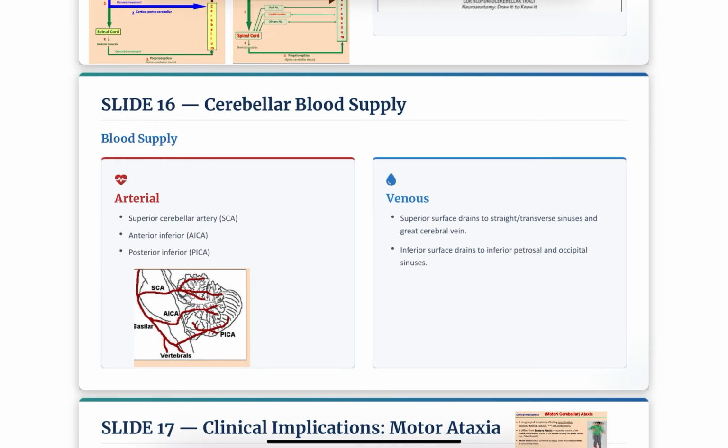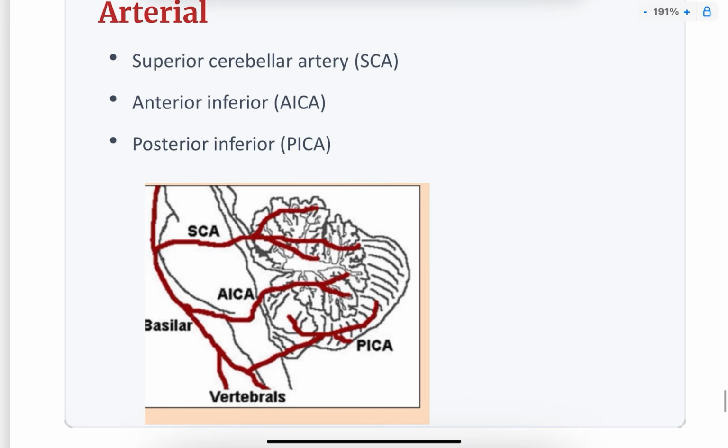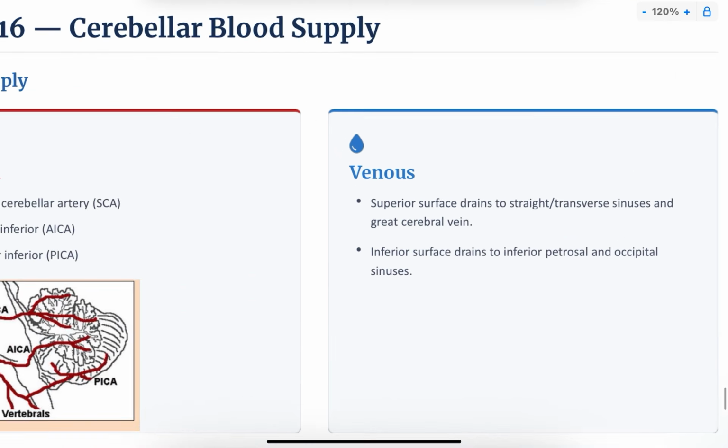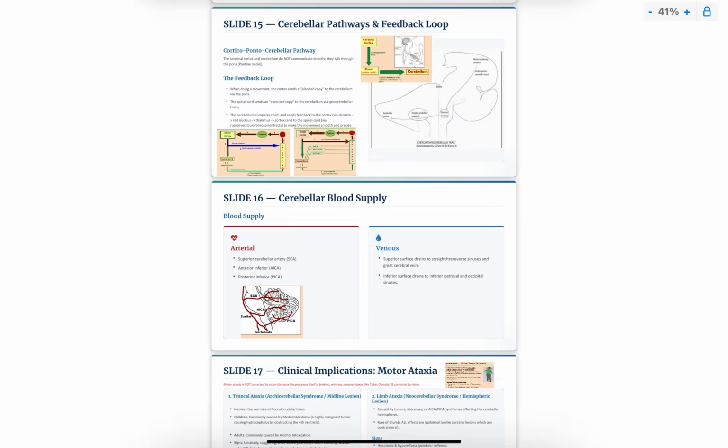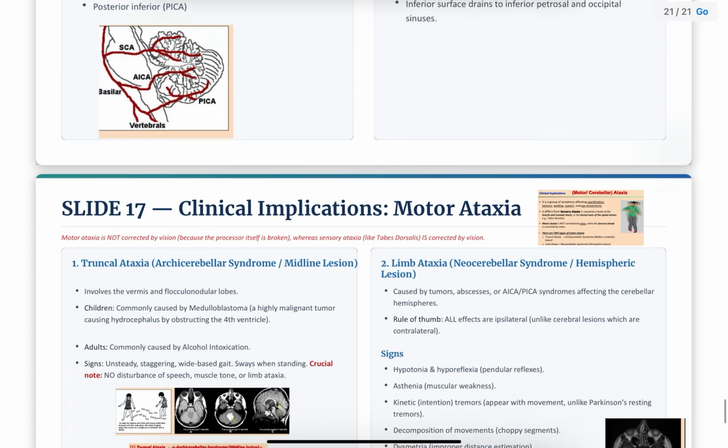For the venous drainage, on the other hand, first let's take a look at them. So again, the SCA, the AICA, and the PICA. Now, for the venous drainage, the superior surface is going to drain towards the straight and the transverse sinus and the great cerebral vein. Whereas the inferior surface will drain towards the inferior petrosal and the occipital sinuses. So it's mainly just memorization for this slide, honestly.